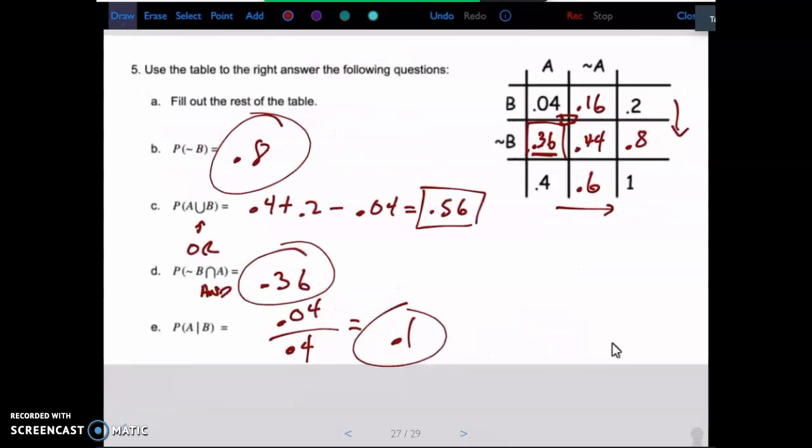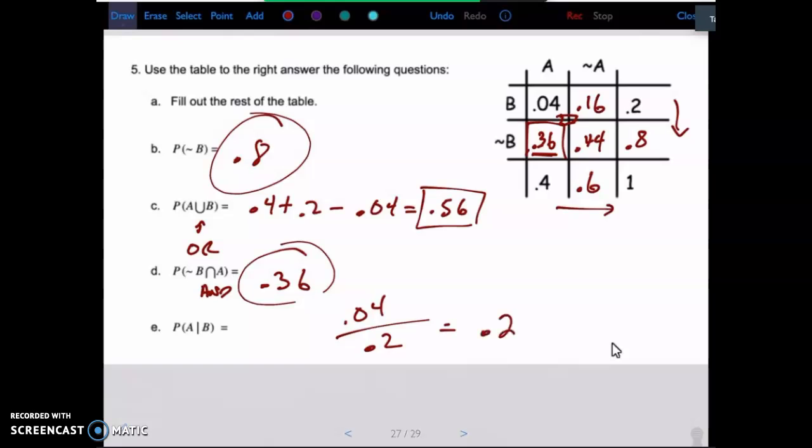Let me make sure I did this one right. I don't know if I did this. Probability of A given B. I always do that. I'll have to do a little voiceover. Probability of A given B. So given B, 0.2 is in the denominator. Probability of A is 0.04 over 0.2. It's going to be 0.2. Again, just a coincidence.